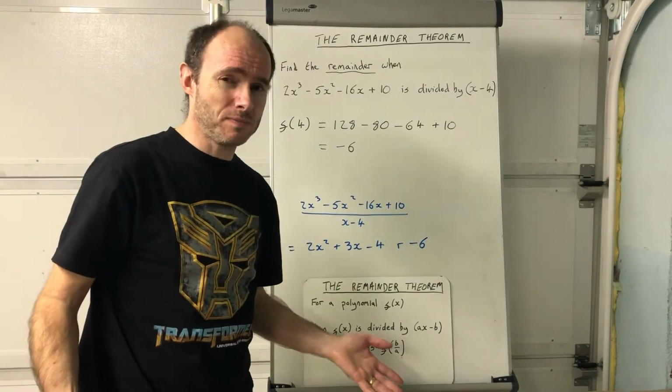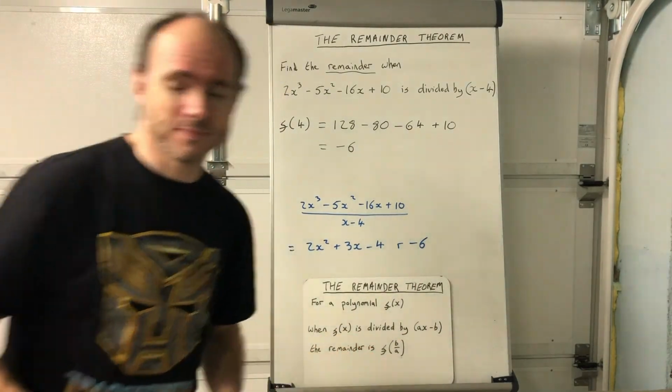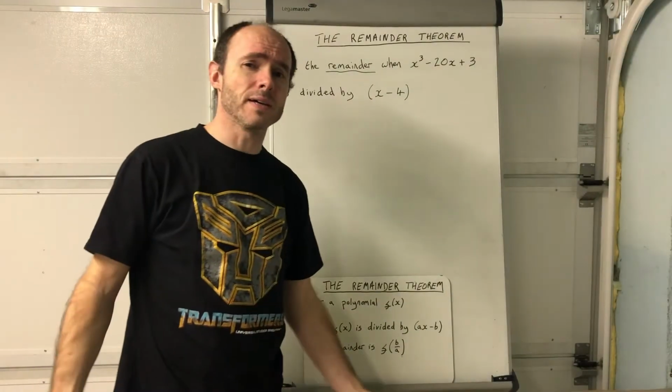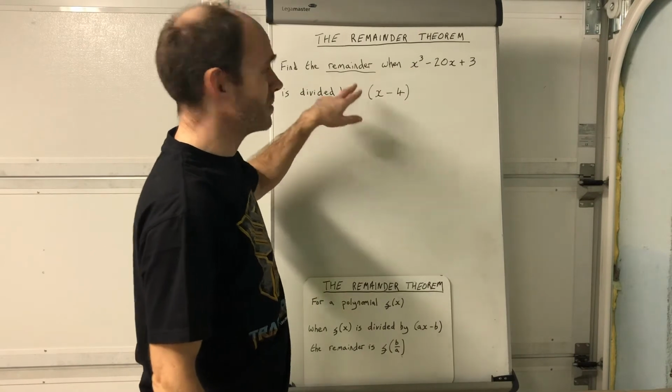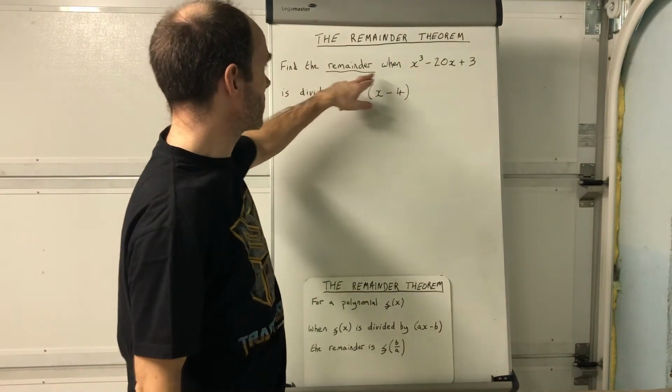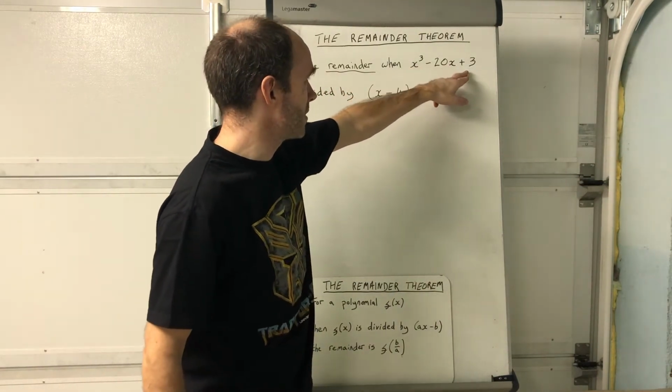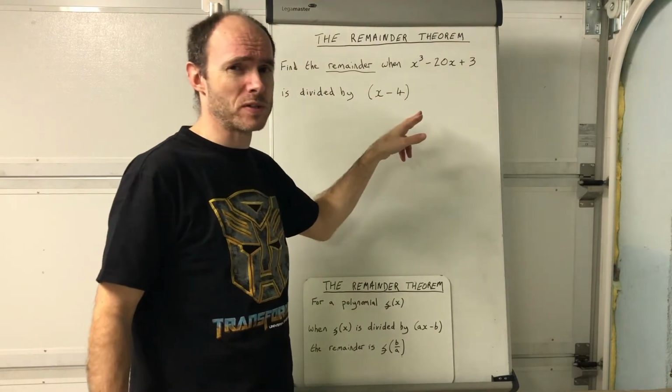I'm hoping that made sense to you. There's another example coming up. Okay, here's another example then. Same as before, notice I've just changed the polynomial, that's all. So find the remainder when x cubed minus 20x plus 3 is divided by x minus 4 this time.